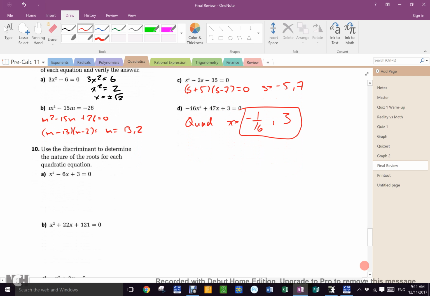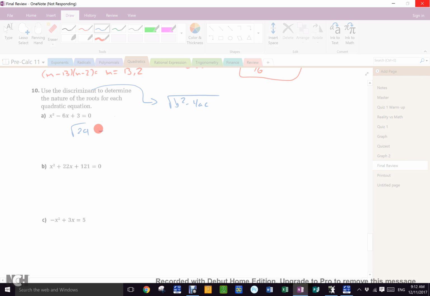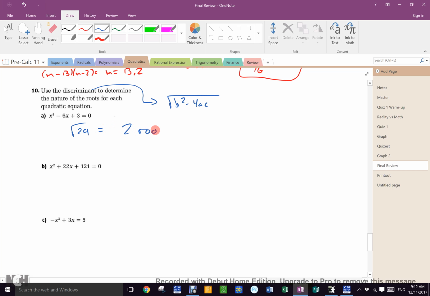The discriminant is what? What part of the quadratic equation is the discriminant? So when you do that, you find this to be the square root of 24. How many roots? Two roots. And since nobody cares, one root. And since nobody cares, no roots.